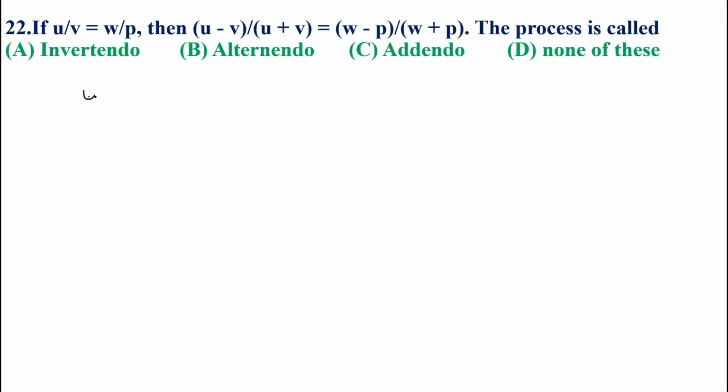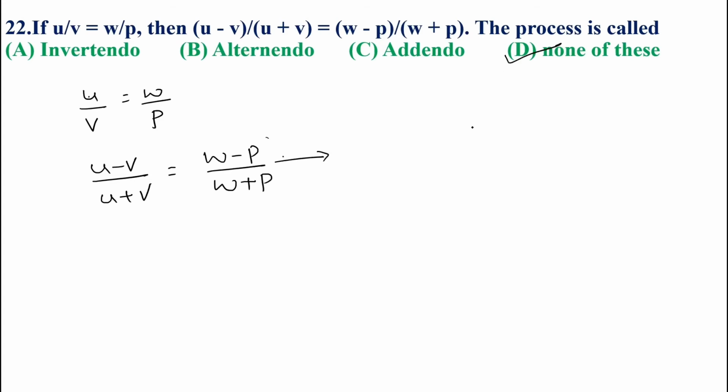They have given U by V is equal to W by P. Then U minus V by U plus V is equal to W minus P by W plus P. None of these is the answer.